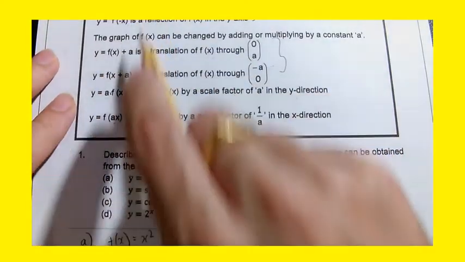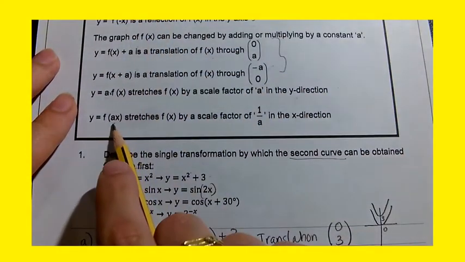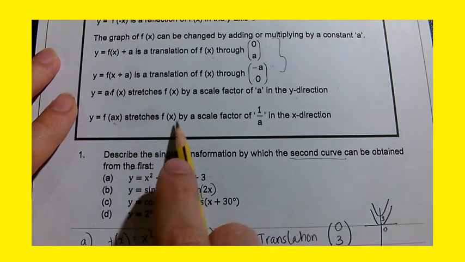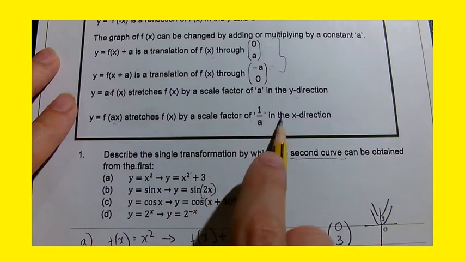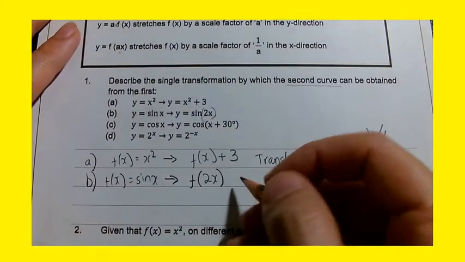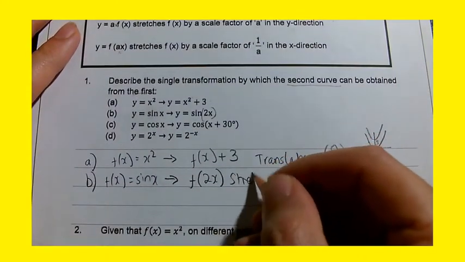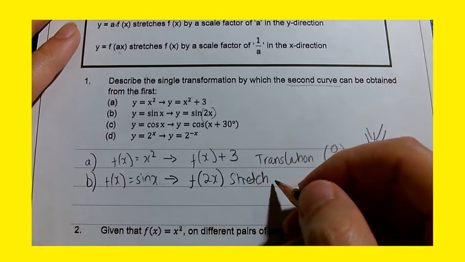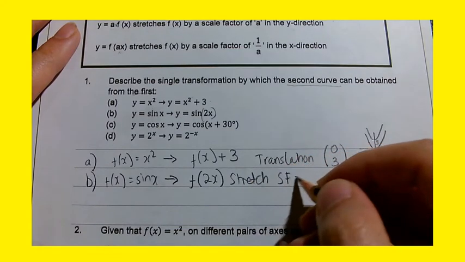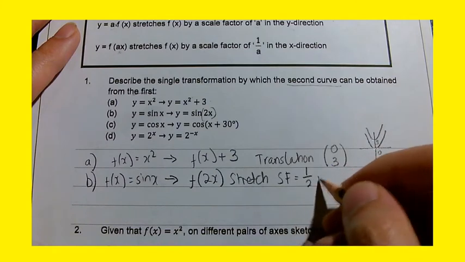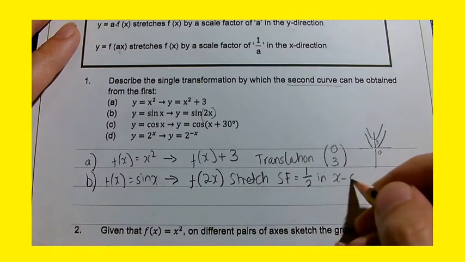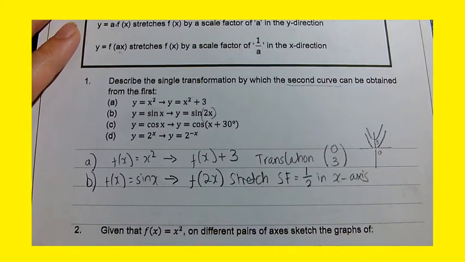Okay, so that means I've got a number multiplied by x in the bracket of the function, which, if I look at my transformations, will match with this. f of ax stretches f of x by a scale factor 1 over a in the x direction. So how would I describe it? Stretch by a scale factor of 1 over a, which is a half, in the x-axis.